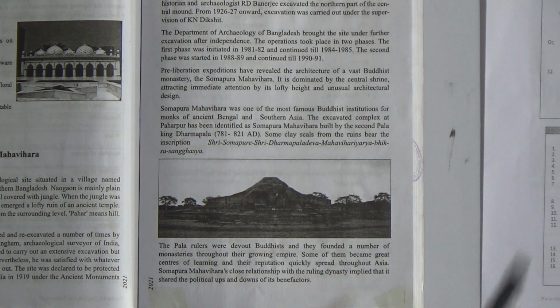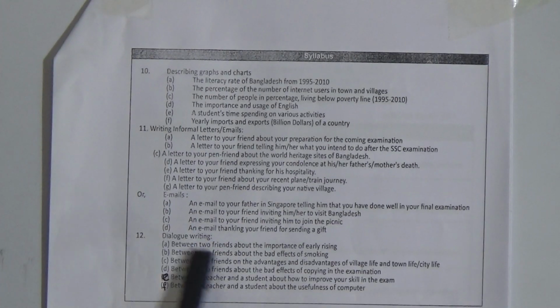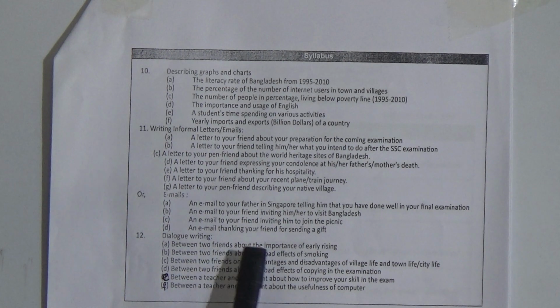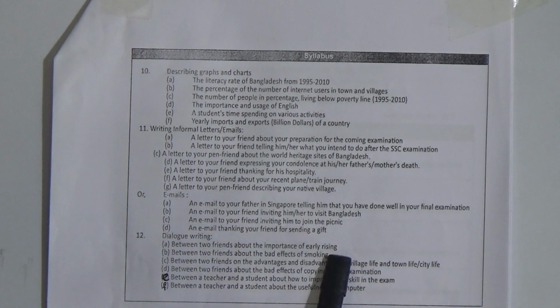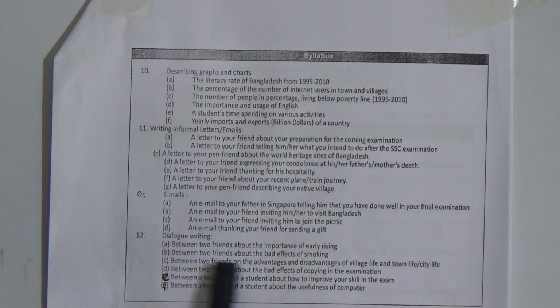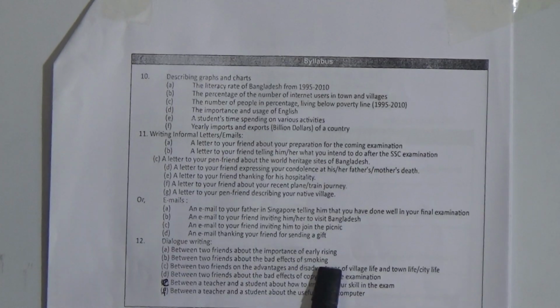Now students, come here. Question number 12, you will get dialogue. So with Unit 8, Lesson 2, today I will discuss dialogue. Here I have provided 6 dialogues. First one is dialogue writing between two friends about the importance of early rising. And B, between two friends about the bad effects of smoking.